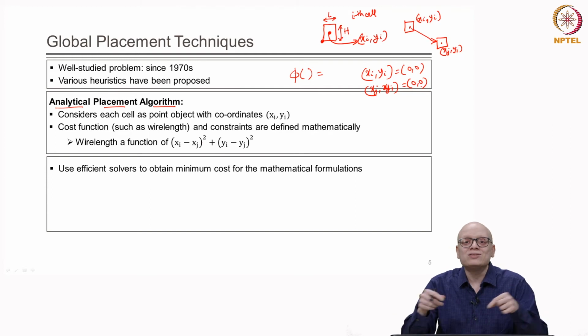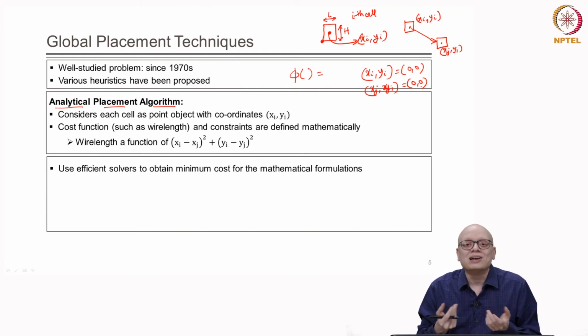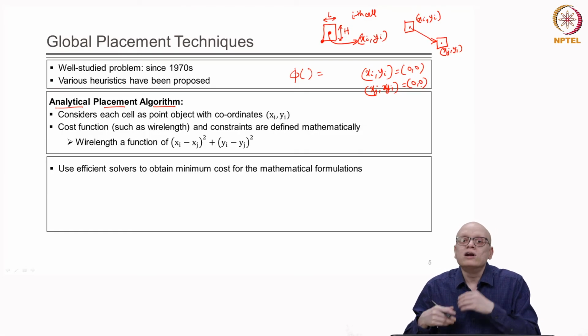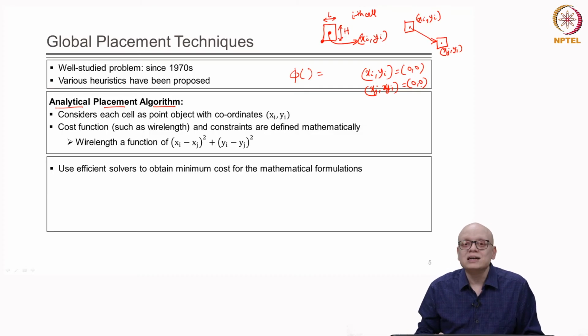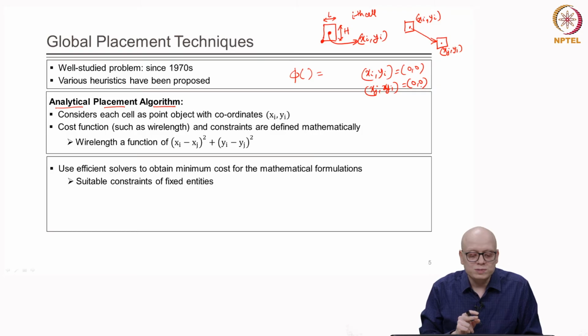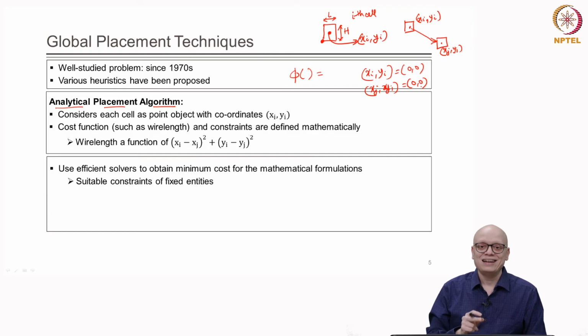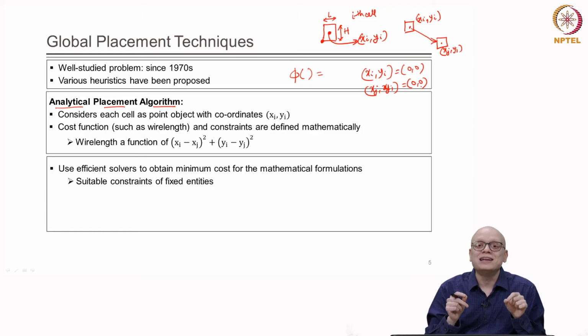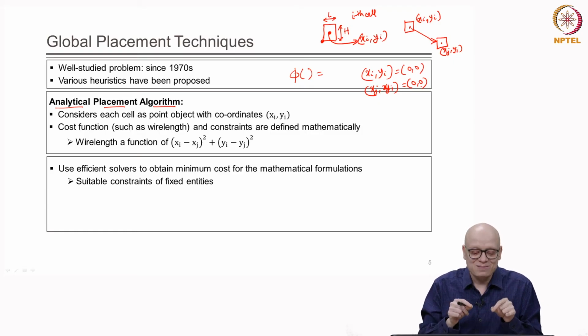Why? Because if we place all the cells at one point, then routing will not be possible. The routing resources are not utilized over the layout, and so on. So, in the mathematical formulation, we need to modify it somehow. And what modifications are required? The first is that there should be suitable constraints for the fixed entities. And what are these fixed entities? Remember from the last lecture that we have decided the locations of the macros and the IO cells. If we have decided the location of those entities, they become fixed entities for the placement.